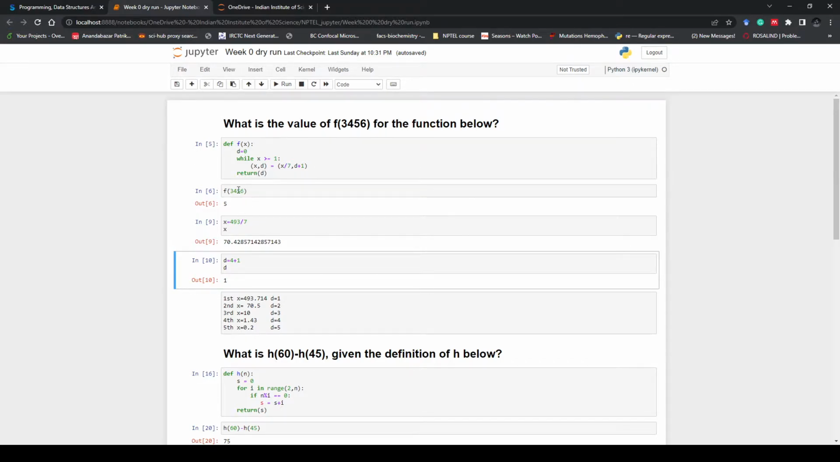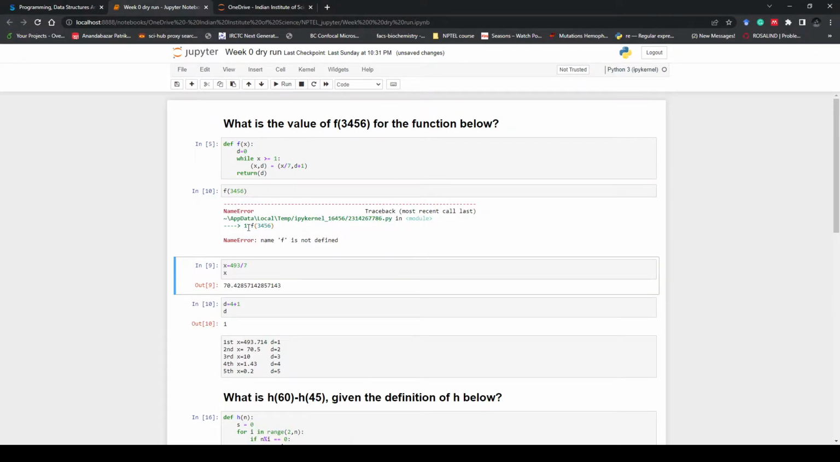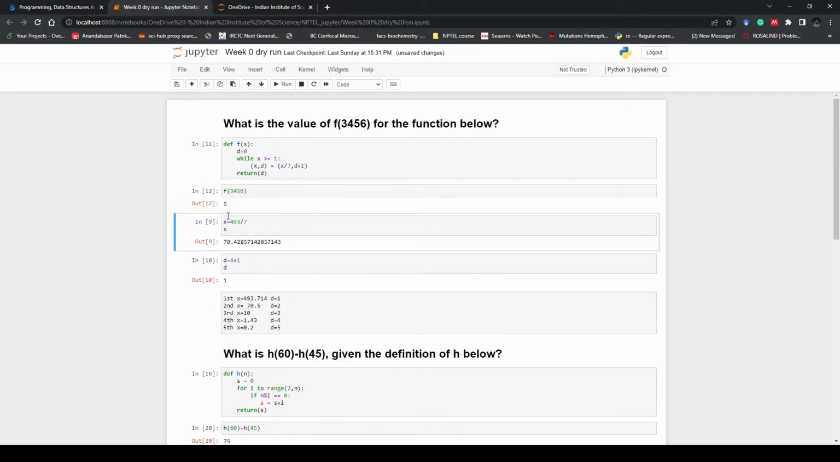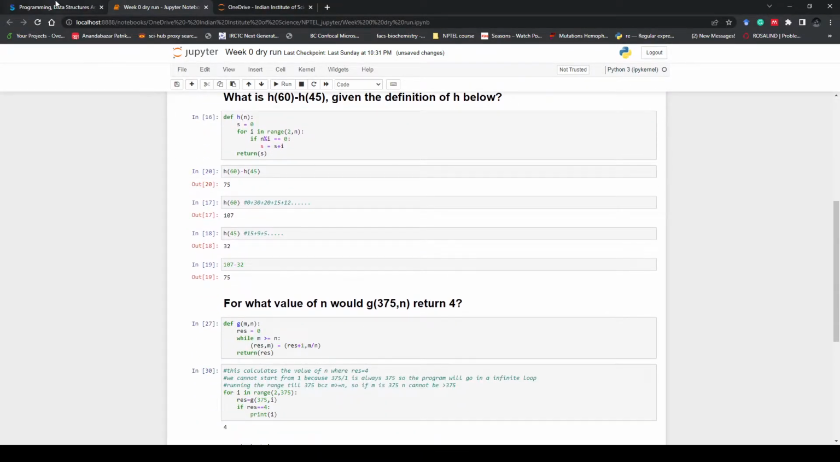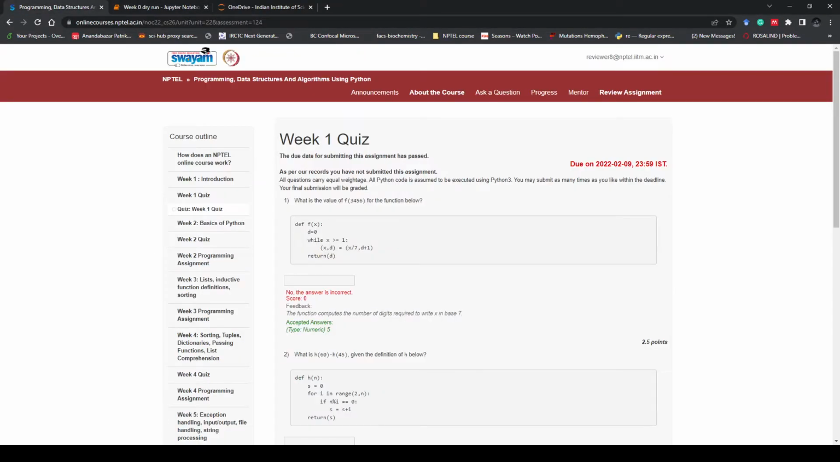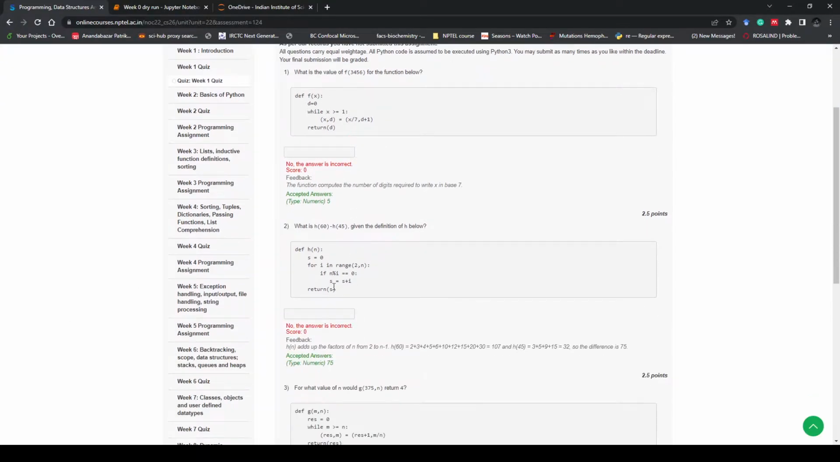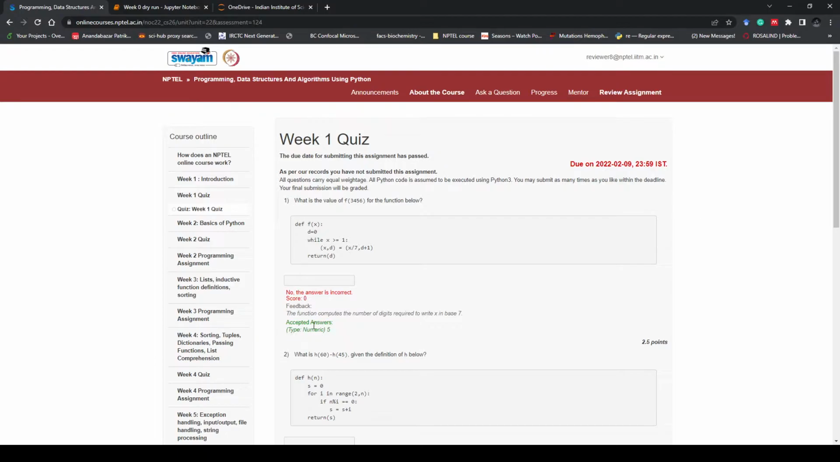So if I run f(3456), oh sorry, yes, if I run the function, it will give me 5, correct? So this is how this first question will work. Let's see what the next question is about. The correct answer is 5.